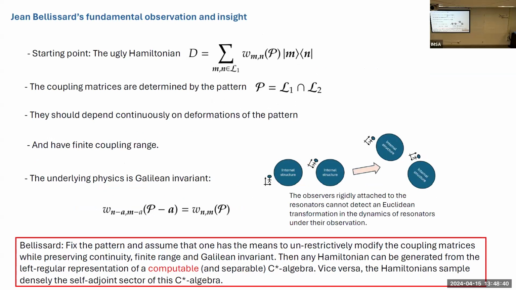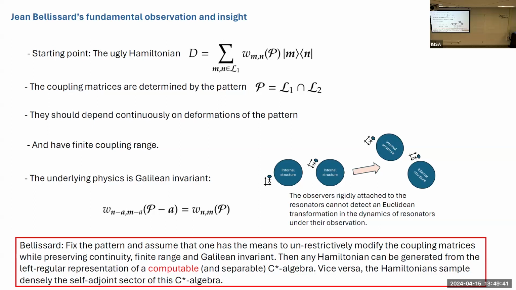So now I'm coming to this fundamental observation by Chern. We are starting with this ugly hopping Hamiltonian, and these coefficients in front are determined by this lattice itself. This lattice is a pattern. We should see it as a point in a topological space, exactly like we see a point in 3D. And in fact, we can even put a coordinate system if we like. What else? Well, they should depend continuously on the deformation of this pattern as I twist or squeeze. They should have a finite coupling range, or at least should be approximated by a finite coupling range in a sense that needs to be made precise.